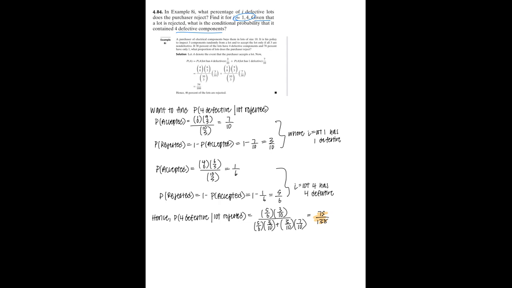And hence the probability of 4 defective given lot rejected is 5/6 times 3/10 over 5/6 times 3/10 plus 3/10 times 7/10, which is 75 over 138.